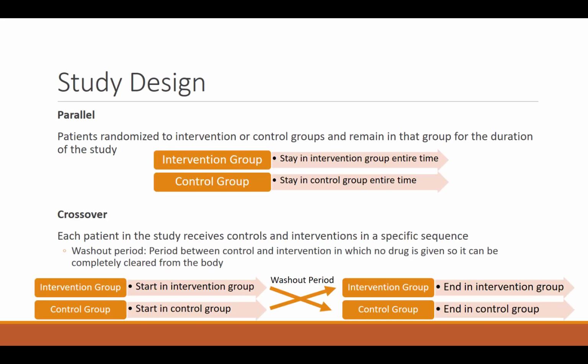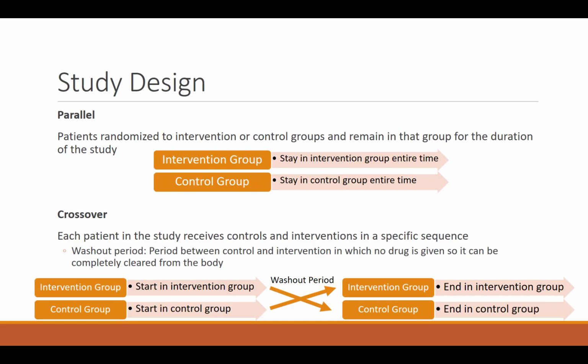There are also 2 major ways to classify study design in randomized controlled trials. There are parallel studies and there are crossover studies. In parallel studies, patients are randomized to intervention or control groups and remain in that group for the duration of the study. So for instance, if you're enrolled in an intervention group, you're in the intervention group the entire time. And if you're in the control group, you're in the control group the entire time.